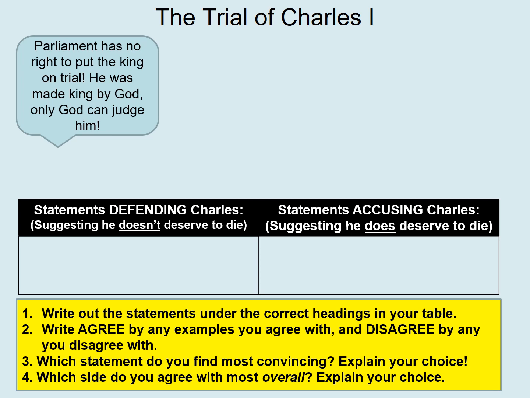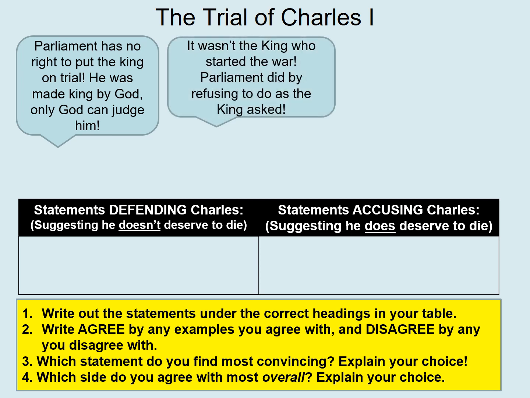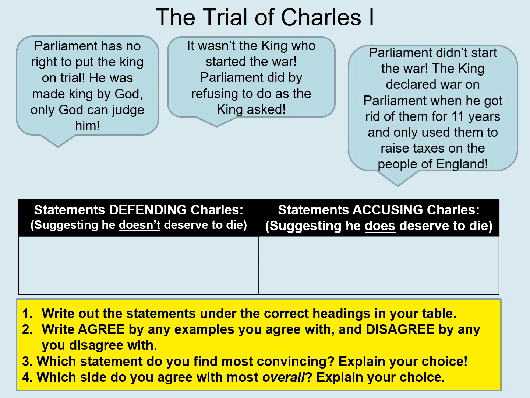Let's have a look at the next 2. You can do these yourself. It wasn't the king who started the war. Parliament did by refusing to do as the king asked. And then, Parliament didn't start the war. The king declared war on Parliament when he got rid of them for 11 years and only used them to raise taxes on the people of England.